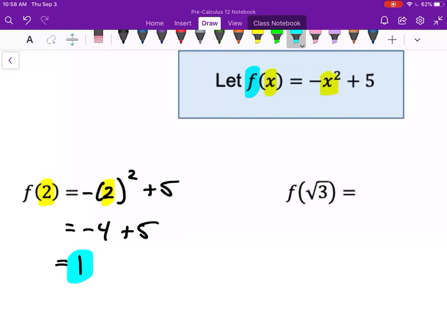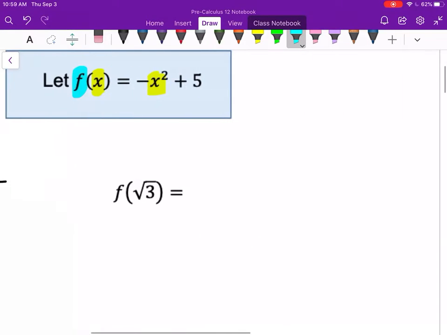And functions are all about inputs and outputs. If something is a function, for every one input, there's only one output. There's never multiple outputs when you put a single number in. That's it. Same idea for this next one.